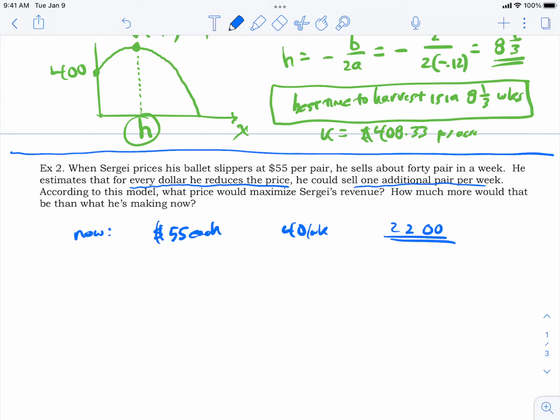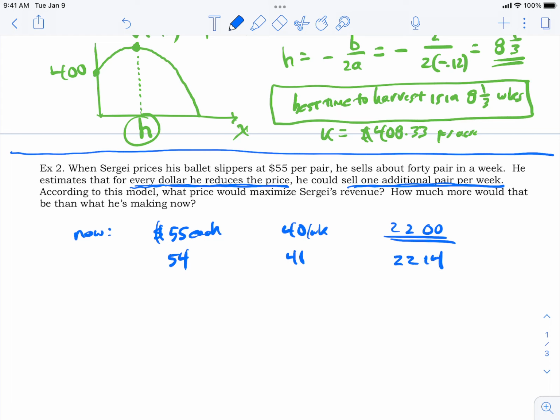Wow. That's a lot. But he's figuring that if he reduced his price by $1, right? That's what this is saying. For every dollar he reduces the price, he'd sell one additional pair. So he would sell not 40, but 41. Well, what's 54 times 41? I don't know. Let me grab out Mr. Calculator. 54 times 41 is, ooh, look at that, an extra $14.